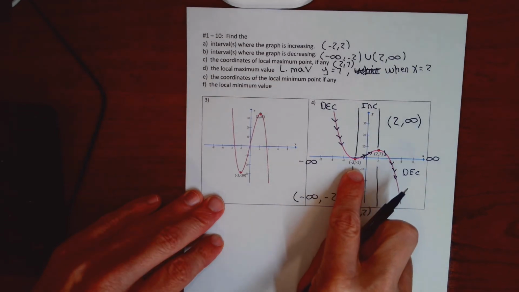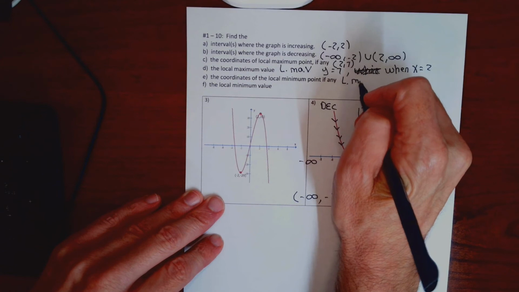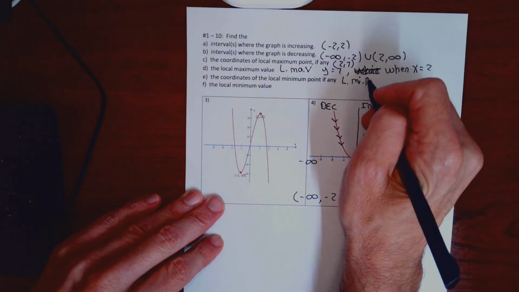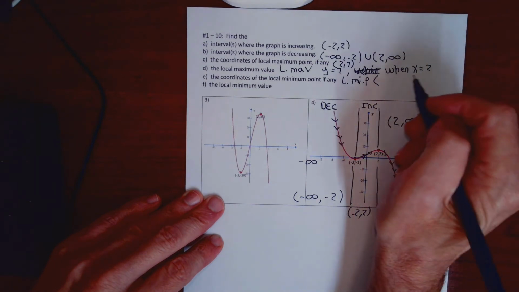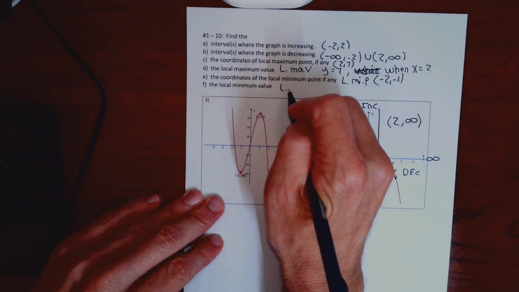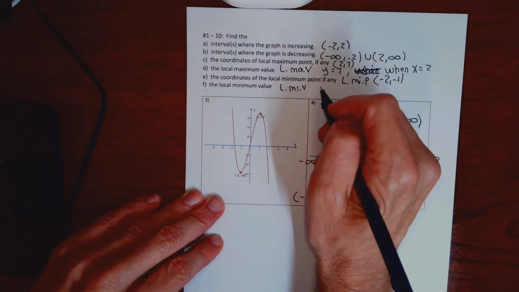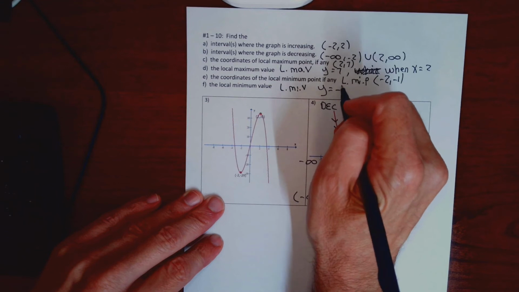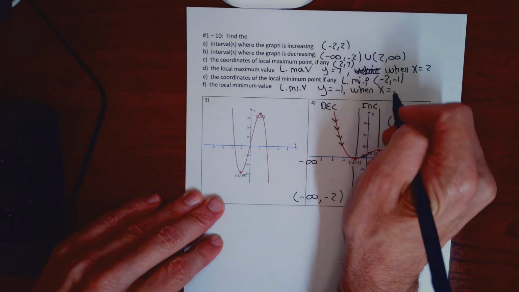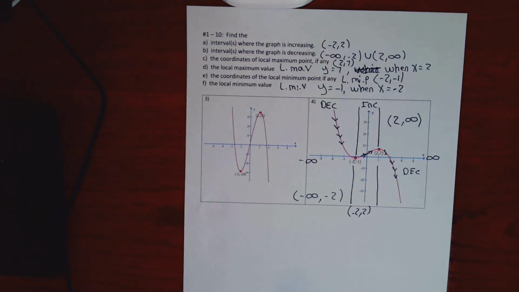The point -2, -1 is the local minimum value. It's the local minimum point, should I say. So my local minimum point is the point -2, -1. The local minimum value is y equal to -1, which occurs when x equals -2. That's all there is to do for that.